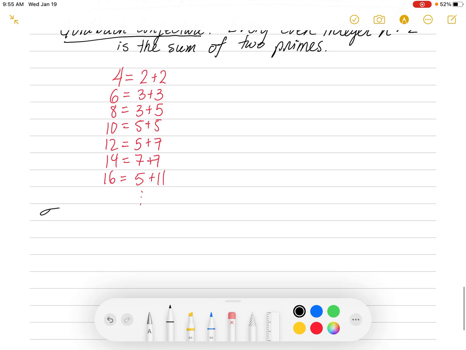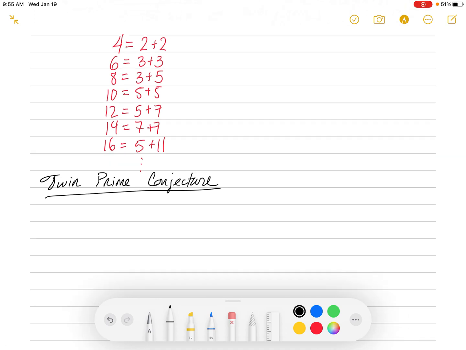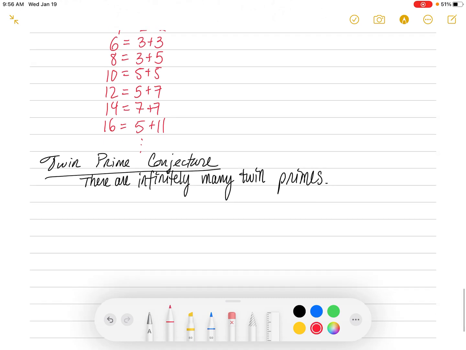So also there's something called the twin prime conjecture. This just says there are infinitely many twin primes. We don't know if it's true or false. So what is a twin prime? A twin prime is a prime that's just 2 spaces away from another prime.